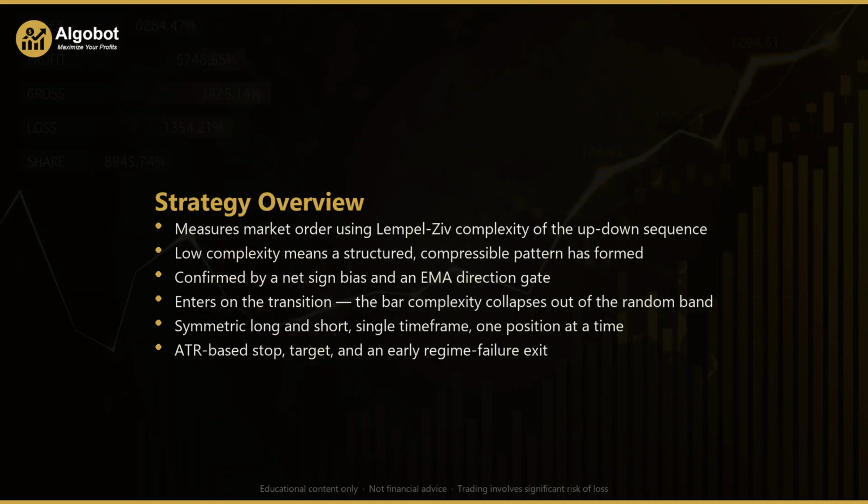Because a repeating 2-bar pattern is also compressible, complexity on its own cannot tell a real trend from a tight back and forth. So the strategy pairs it with a net sign bias, comparing the number of up bars to the number of down bars, and adds an EMA direction gate as a final price-based confirmation. Only a sequence that is compressed and leaning decisively one way and agreeing with the moving average counts as a trend. This approach works on any single time frame you choose in the tester, and it is fully symmetric, taking both long and short positions.